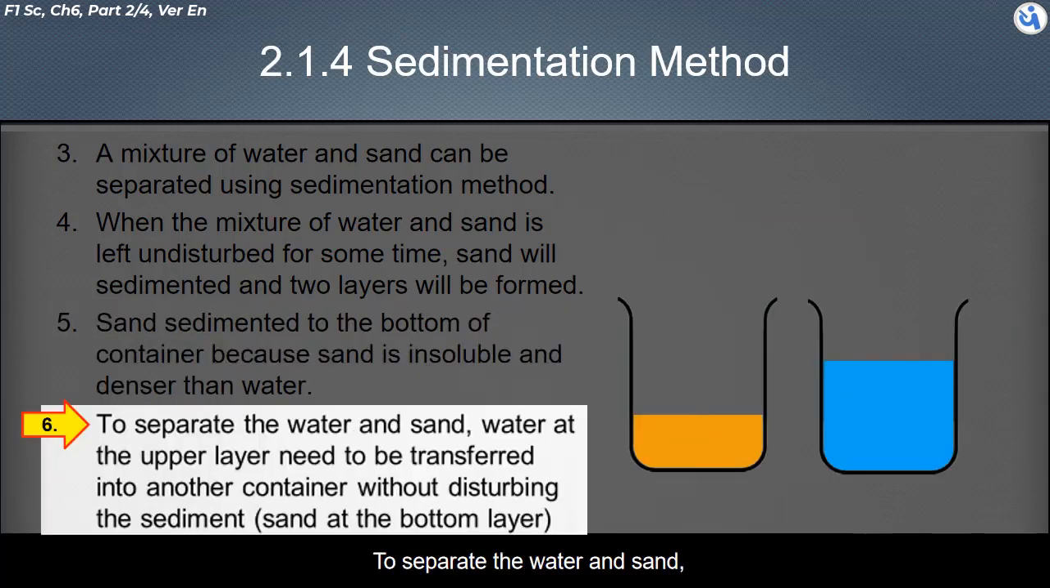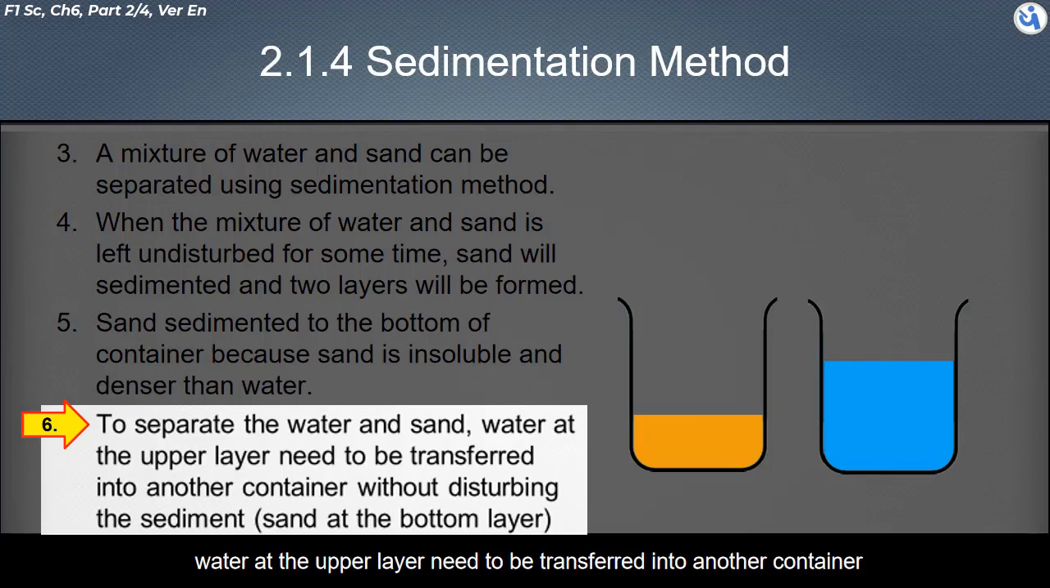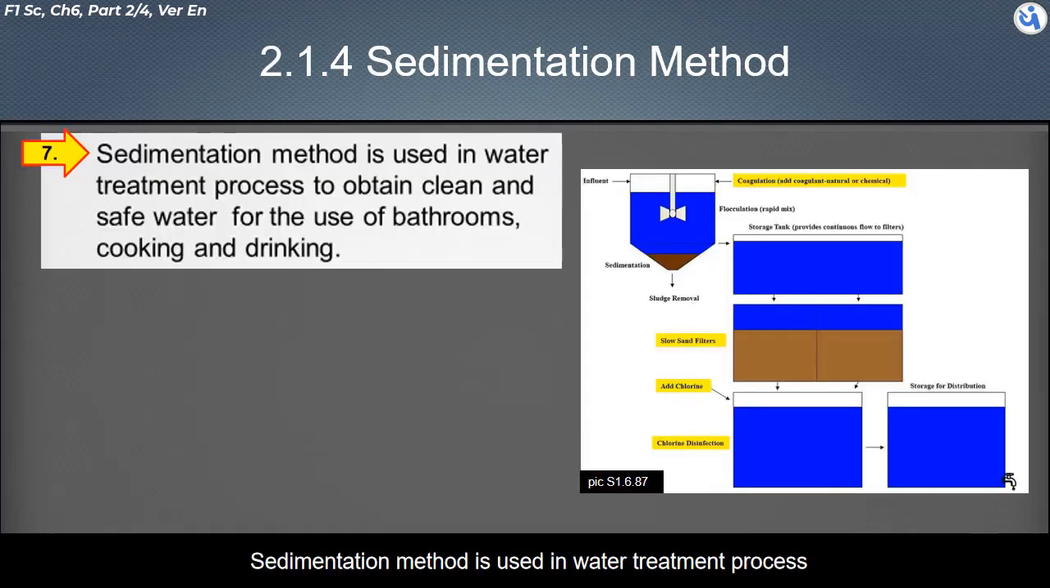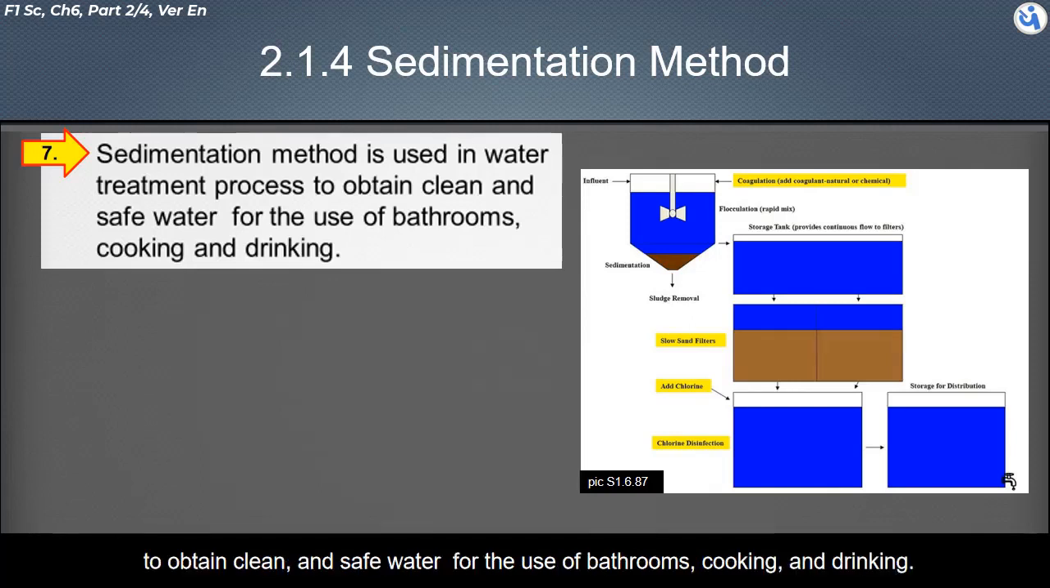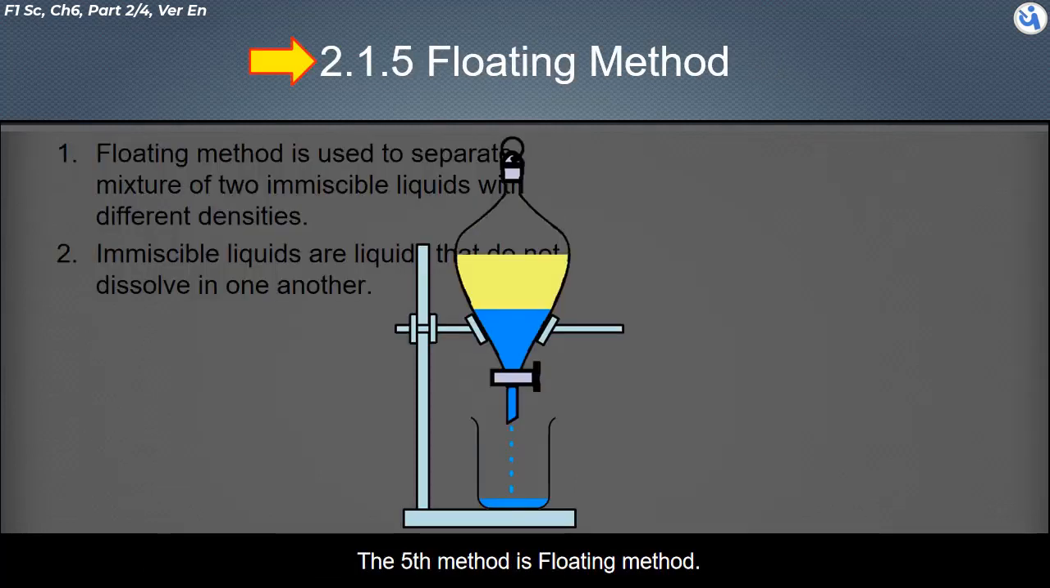To separate the water and sand, the water in the upper layer needs to be transferred into another container, without disturbing the sediment, the sand at the bottom layer. The sedimentation method is used in the water treatment process to obtain clean and safe water for use in bathrooms, cooking, and drinking. The fifth method is the floating method.